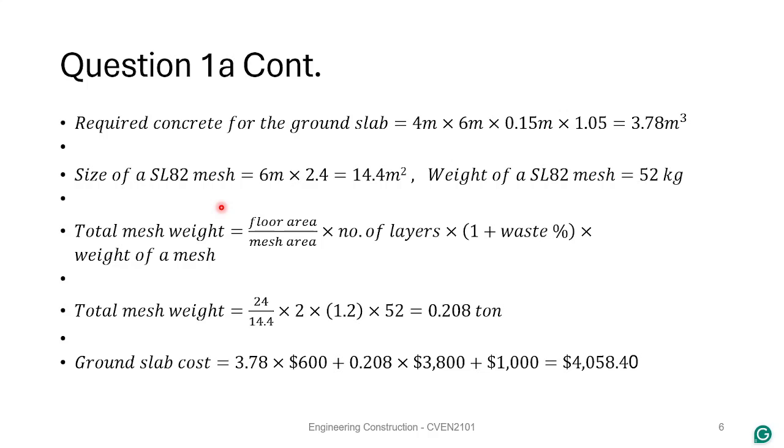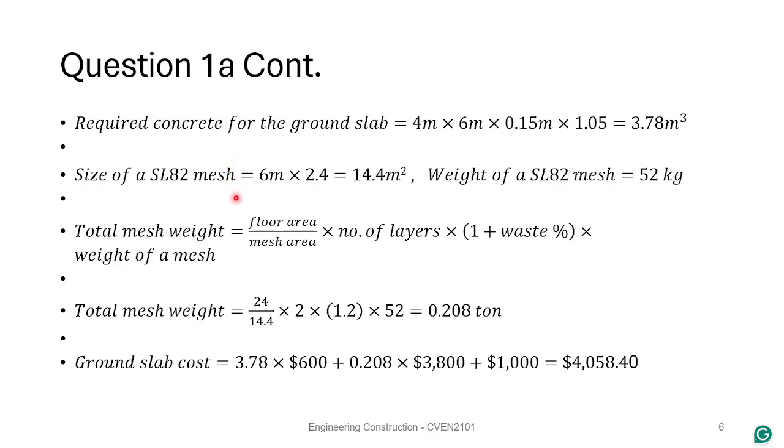Usually in my class, I write it on the board. So the required concrete for the ground slab. We know the dimension of the shed is 4 meters by 6 meters. We know the thickness is 150 mils, so it's 0.15 meters, right? And this 1.05 is just the waste, that 5% extra waste. So you need to take that into account.